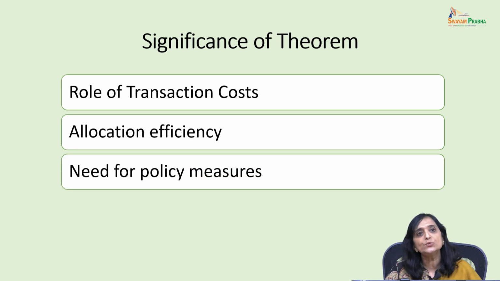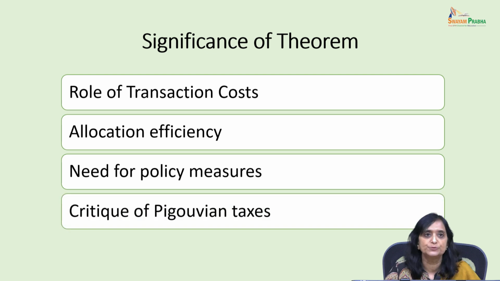Also, it talks about the need of policy measures by the government when the transaction costs are high or when many parties are involved in the system. So how the policy should be designed so that we have effective property rights, so that the victim and the polluter, both of them know who is going to bear the cost of this pollution. Of course, a very important critique is of the Pigouvian taxes, which we will be doing in the subsequent lecture. Taxes are another way of reducing this externality.